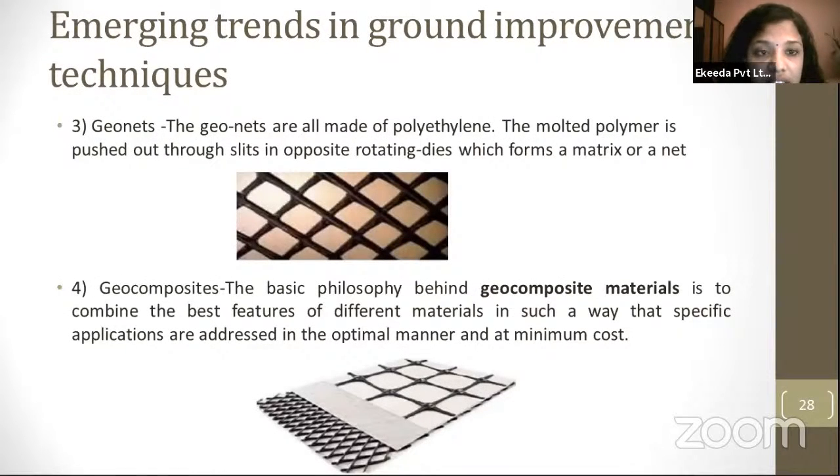Next is geonets. Geonets are made of polythene. The molten polymer is pushed out through slits in opposite rotating dies. So it will be like a net structure which can be inserted into the soil, and we can improve the strength of the soil. Next is geocomposites. The basic philosophy behind geocomposite material is to combine the best features of different materials in such a way that specific applications are addressed. Two or more geonets or geotextiles are combined together to form geocomposites.